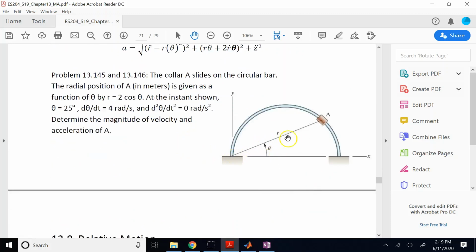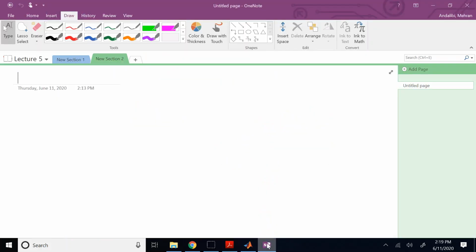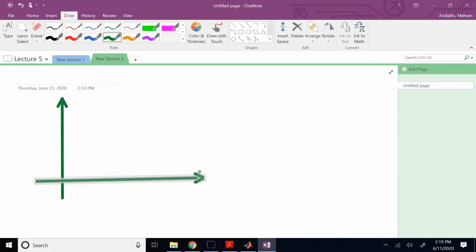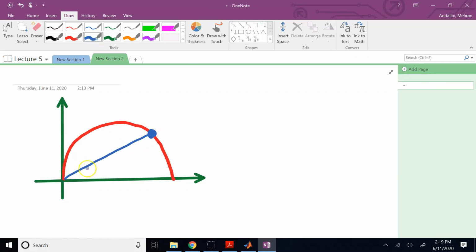So first thing first is, it says r is 2 cosine theta. It says the relation between this radial distance from the origin to the position of the collar and this angle theta is r equals 2 cosine theta. Where do you think it is coming from? So let me clarify that first. Okay, so you have this arc. This is your particle. This is the radial distance, and this is the angle.